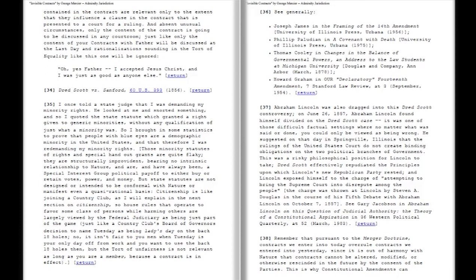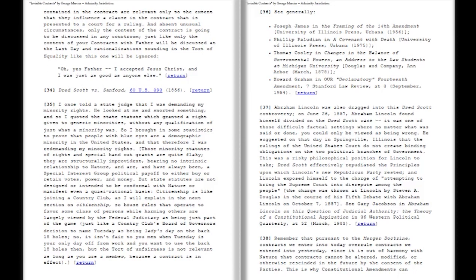But state statutes are not designed or intended to be conformal with nature or manifest even a quasi-rational basis. Citizenship is like joining a country club, as I will explain in the next section on citizenship, so house rules that operate to favor some class of persons while harming others are largely viewed by the federal judiciary as being just part of the game, just like a country club's board of governors decision to name Tuesday as being Ladies' Day on the back 18 holes. No, it isn't fair to you men when Tuesday is your only day off from work and you want to use the back 18 holes then, but the tort of unfairness is not relevant as long as you are a member, because a contract is in effect.